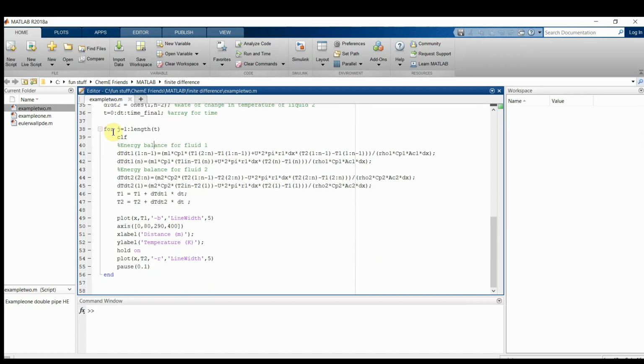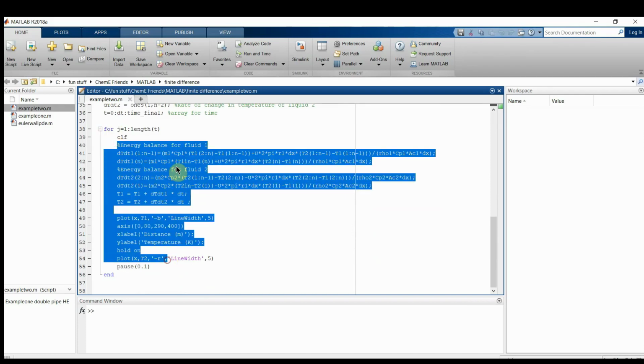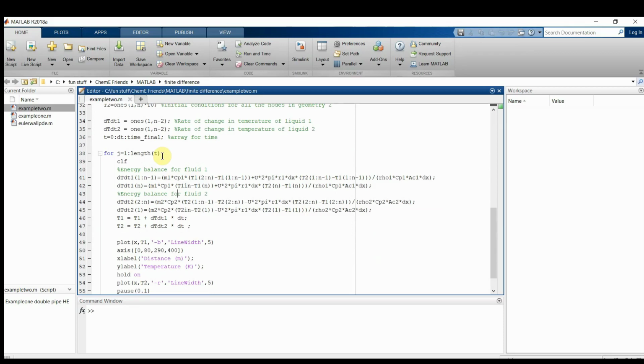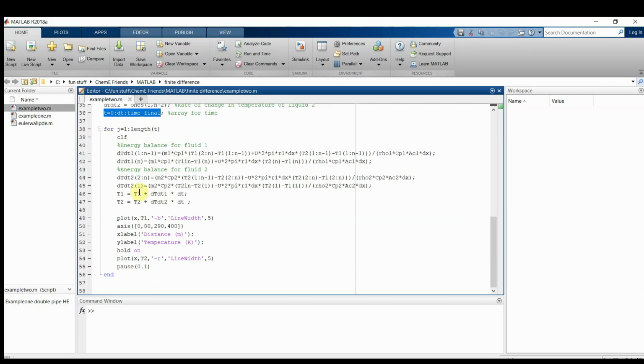Now we'll come to this loop. It looks very complicated, but it's not. Trust me, we'll go through it one by one. We have created an index j which ranges from 1 to the length of time. We know the length of this is equal to 1001, so it will range from 1 to 1001. Through each loop we will see that the time changes, and so will the temperatures, because we are updating the derivatives.